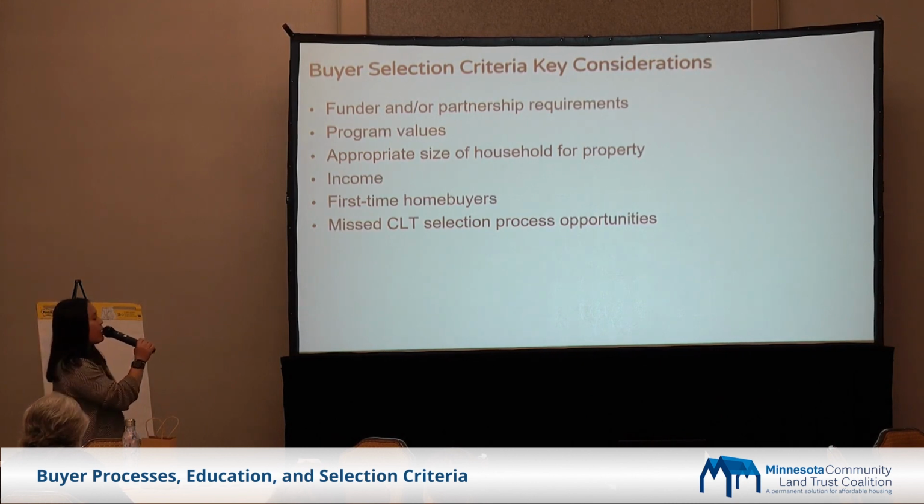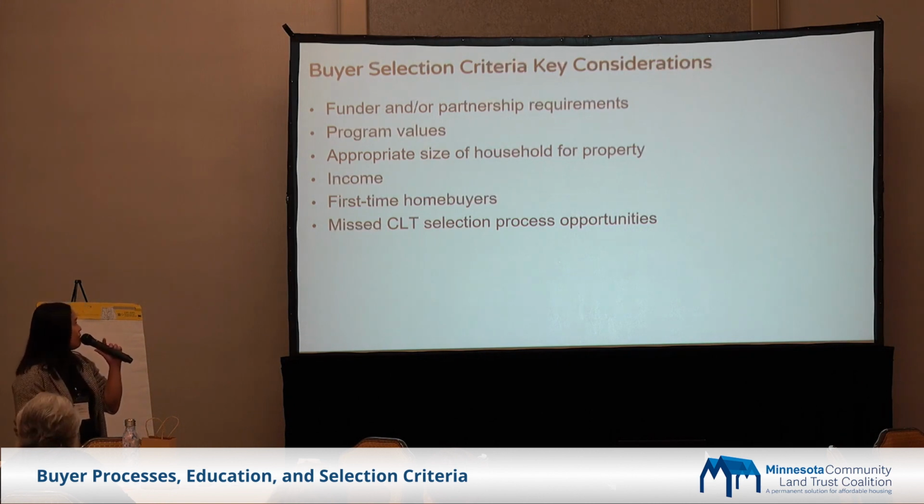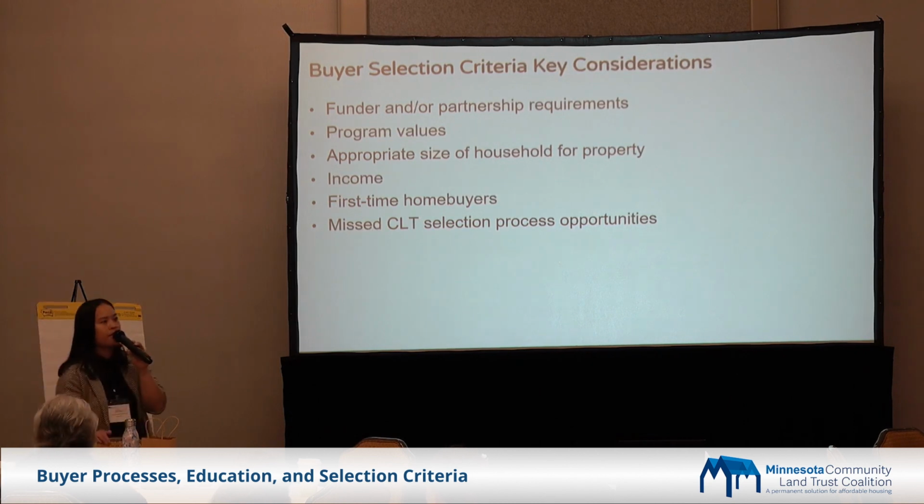And then also the income requirements, which falls under the funder or partnership requirements, as well as just meeting that income guideline that we set, that 80% or less AMI. And then we do have a preference to serve first-time home buyers as well. And then along with that, we also have missed CLT selection process opportunities. So if somebody has already applied for a CLT home for sale maybe last year and they missed that, they didn't meet the criteria, we'll give them another point on top of that to bring up their points if they've missed it. We recently had somebody miss 2 opportunities, and then she actually just got into a house last month through us.